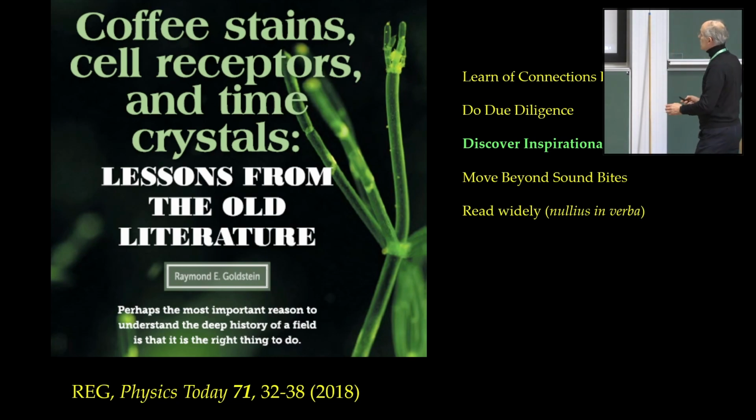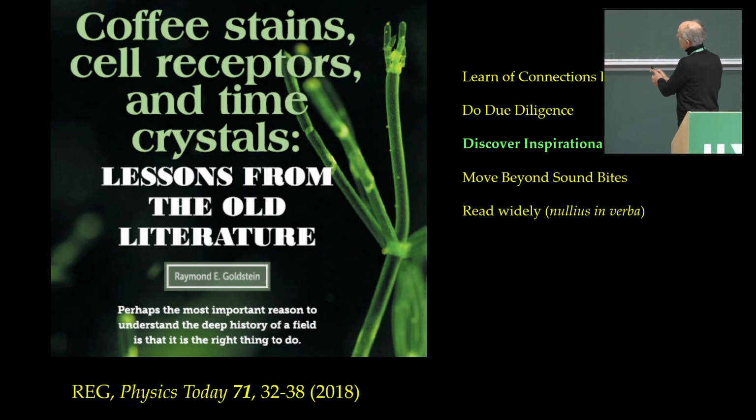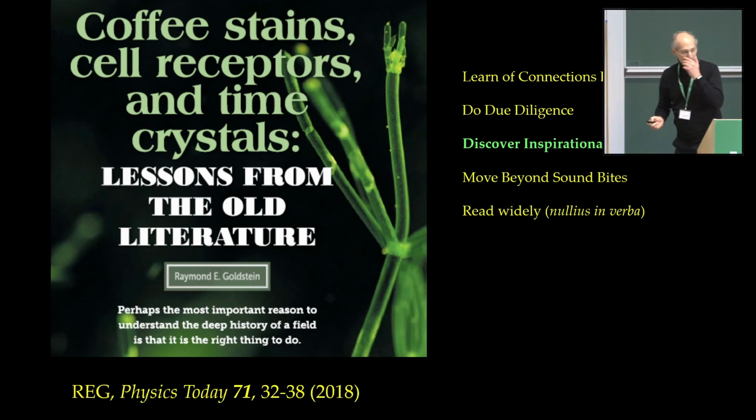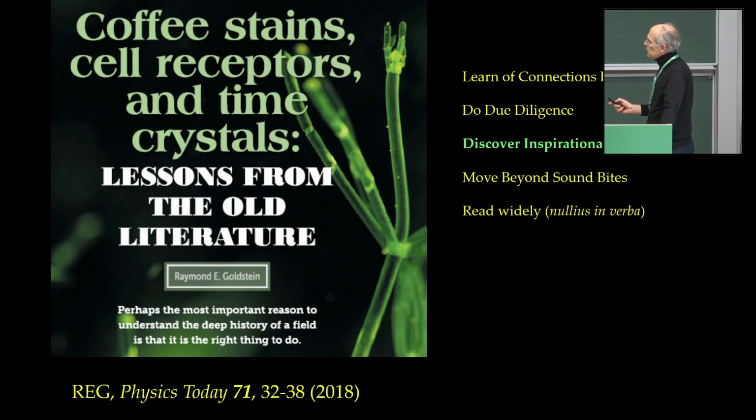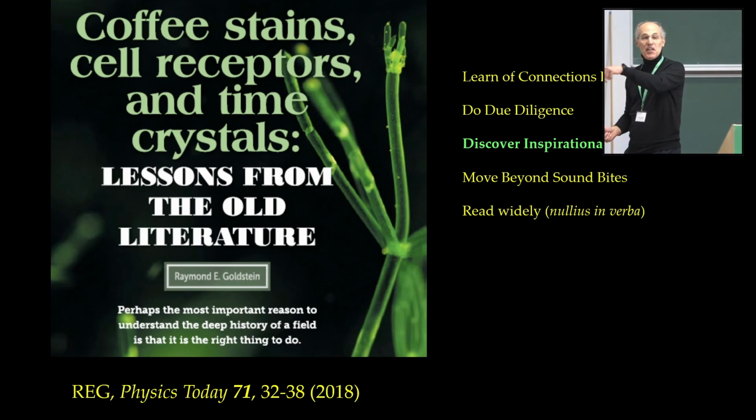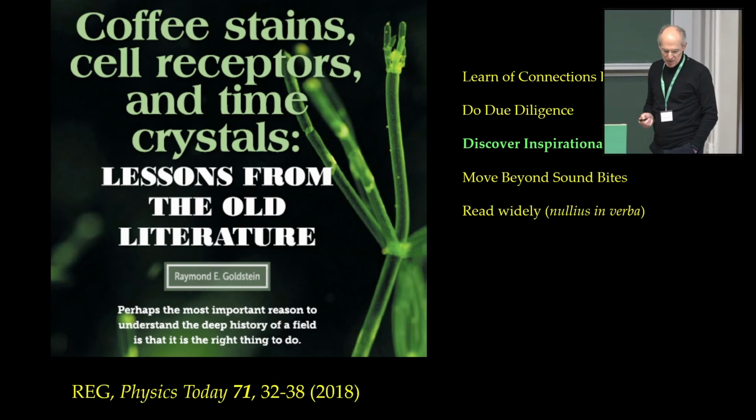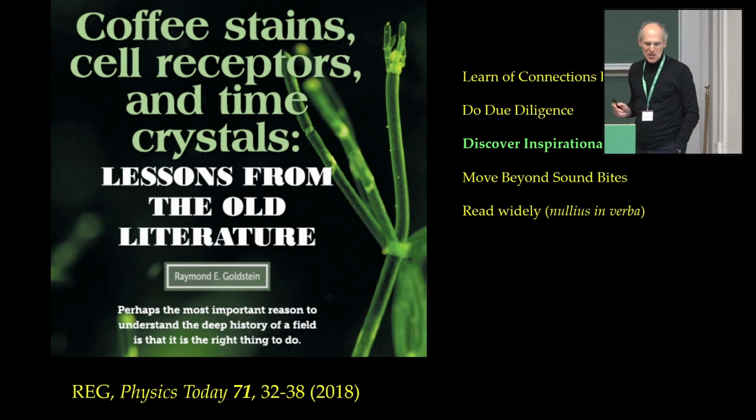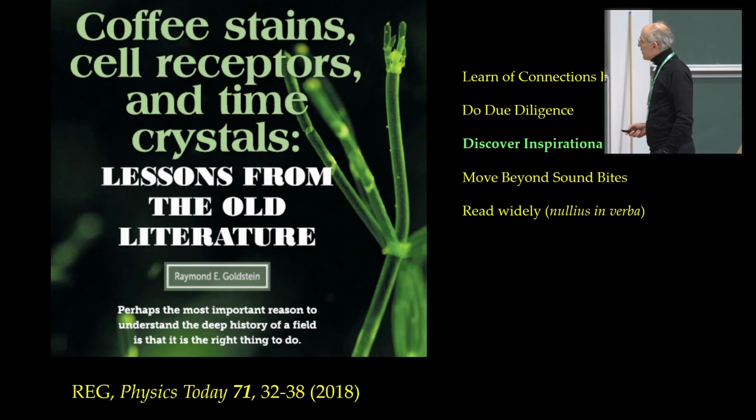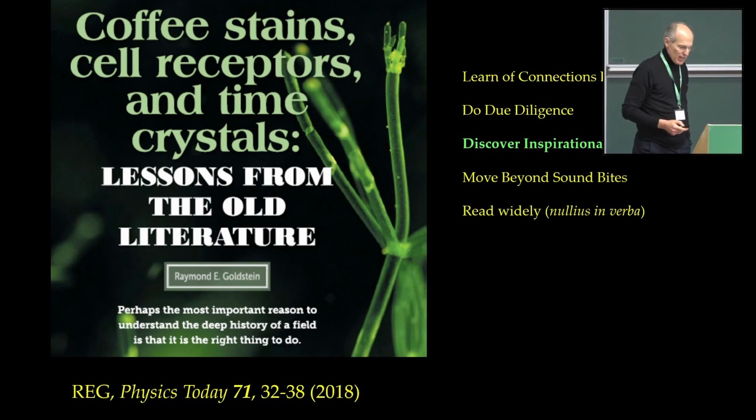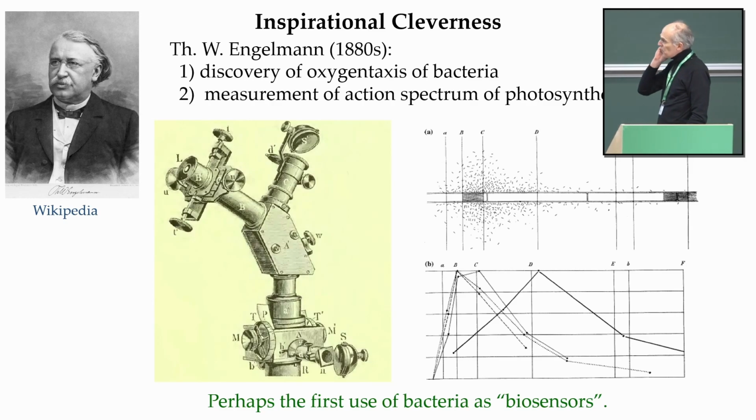So my paper was divided into sections: learn about connections between fields, like we're doing here; do due diligence when you claim something's new; and, interestingly, discover inspirational cleverness. And I'll give you an example of that, which is important here. Also, read the papers that you cite instead of just citing them, because near the end, there are interesting things that nobody ever tells you about. And also read widely and, to quote the motto of the Royal Society, don't trust anybody's word for it. Okay, so the example that I really like about inspirational cleverness is due to Theodor Engelmann.